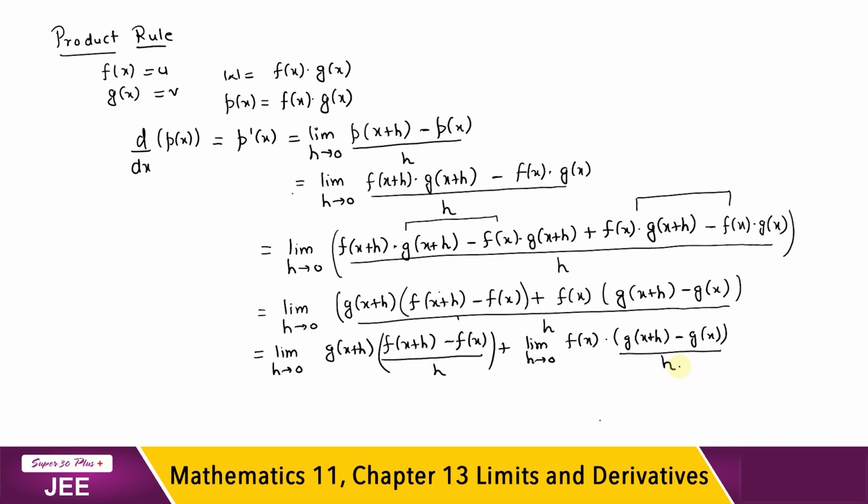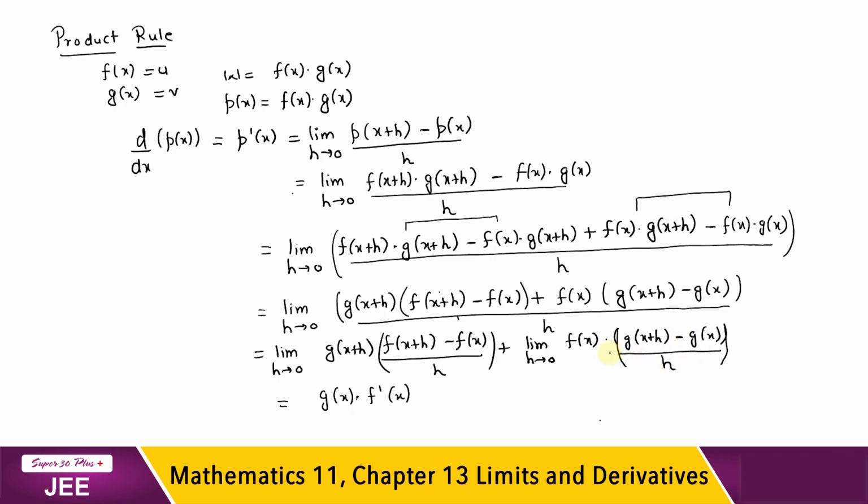I hope everybody understands that we have separated the limits, and now this expression is familiar to us. (f(x+h) minus f(x)) divided by h becomes f'(x) upon applying the limit, and g(x+h) is equal to g(x) since h approaches 0. So this part becomes equal to g(x) multiplied by f'(x), and over here this part becomes what?